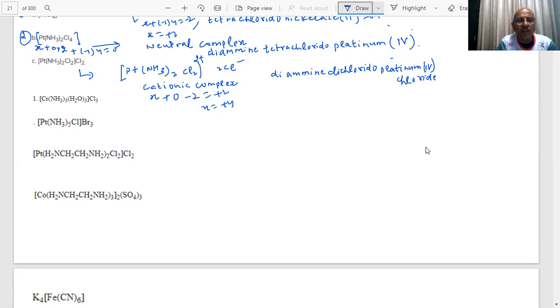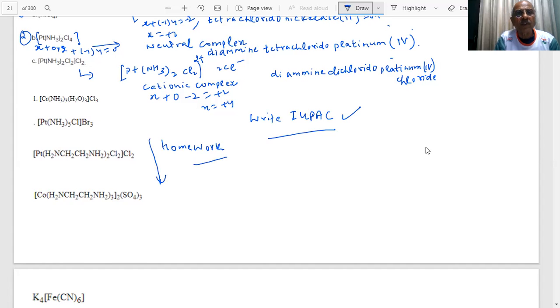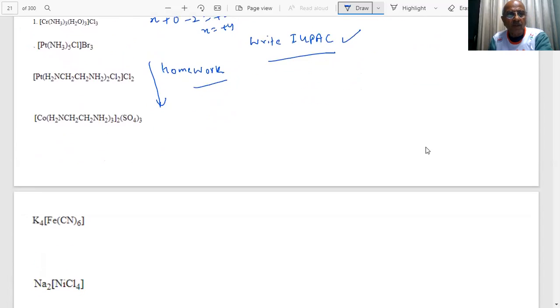So here are some questions which are now homework, which you can do later on. You can try to do these questions, students. We have just tried to show you a few examples again for the exam. How do we write the IUPAC name? Very important. This is one question that will be there. And this is homework for you. Write the IUPAC names of the following compounds. Then we proceed further, student.